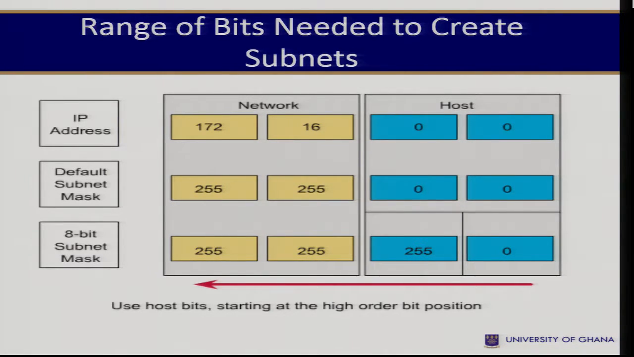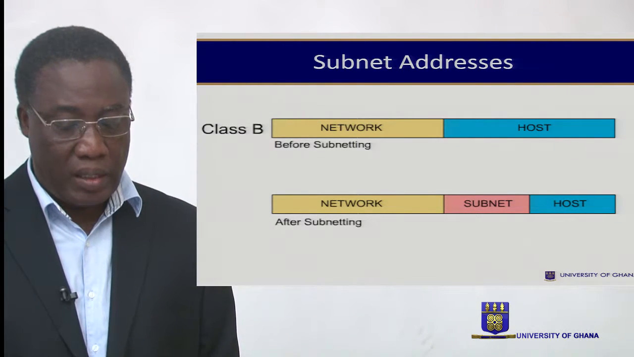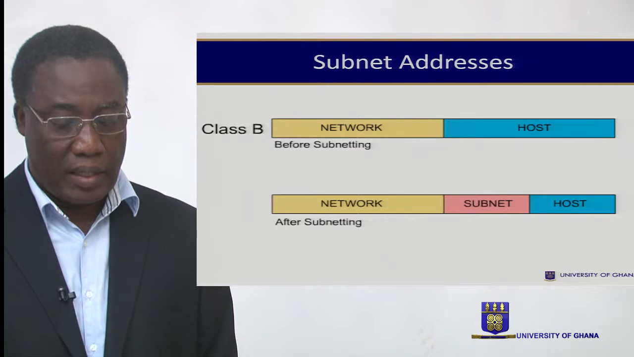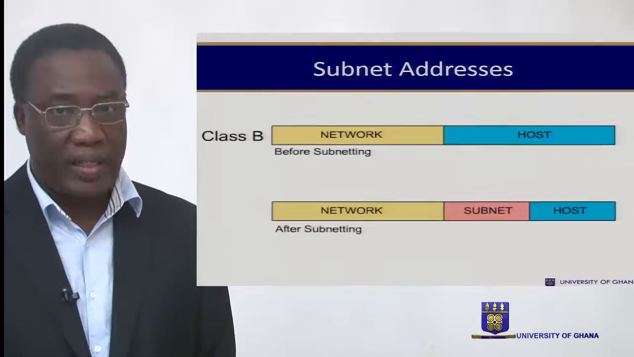So again, for a class B, before subnetting the network address has 16 bits for the network, 16 for the host. After subnetting, you borrow, in this case, about 8 bits from the host and add to the network. So you have more bits for the network.